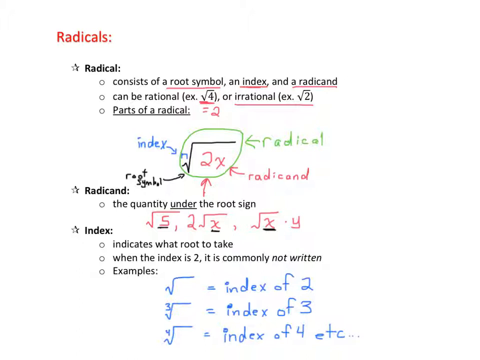And again, the index is what root you are taking. So if the index is 2, we commonly don't write it, and we just use the root sign to indicate a root of 2, or an index of 2. If you're taking the cubed root, your index is 3, the fourth root, your index is 4, etc. Fifth root, index is 5. And that just tells you how many factors that you have that are the same that can be multiplied to get the radicand.